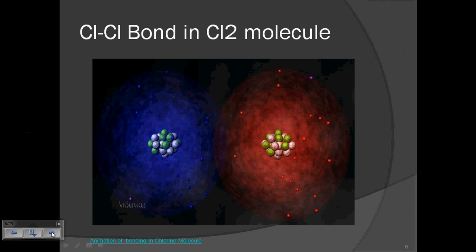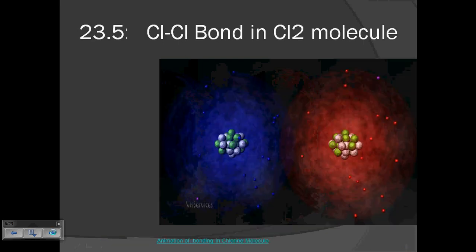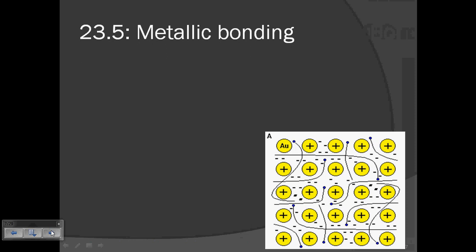Now this is a chlorine molecule and it shows how the electron cloud is shared by each atom. The electron cloud of each atom is shared and electrons move in that cloud between the nuclei of two atoms. These are good visuals for you to have because it's hard to visualize these 3D structures in your head.